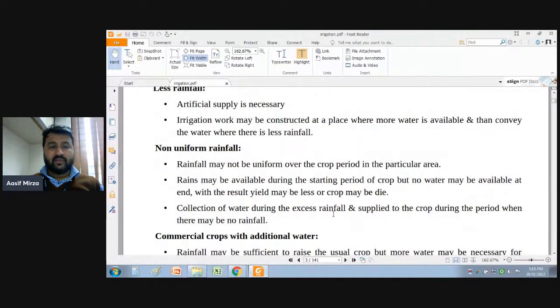Now, non-uniform rainfall is another need of irrigation. Rainfall may not be uniform over the crop period in a particular area. Some crops require uniform water for their growth, so for the uniform supply of water, we require these irrigation schemes. Rain may be available during the starting period of the crop, but no water may be available at the end. As a result, yield may be less or the crop may die.